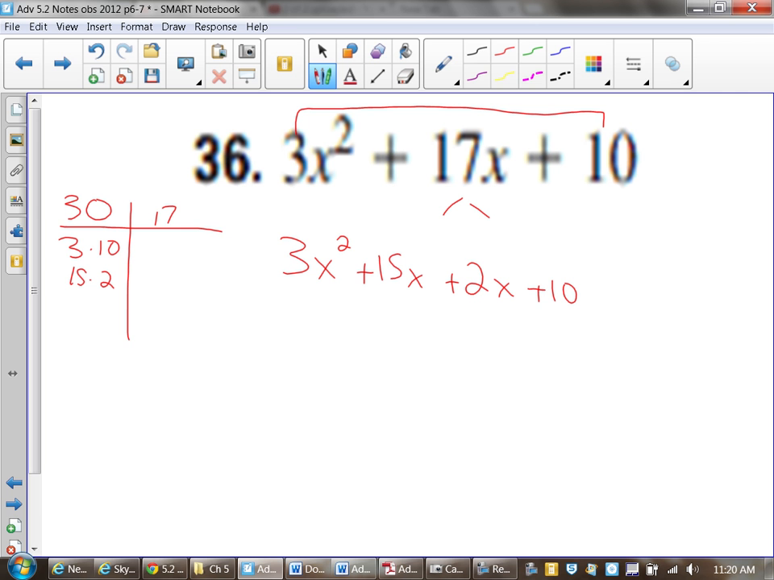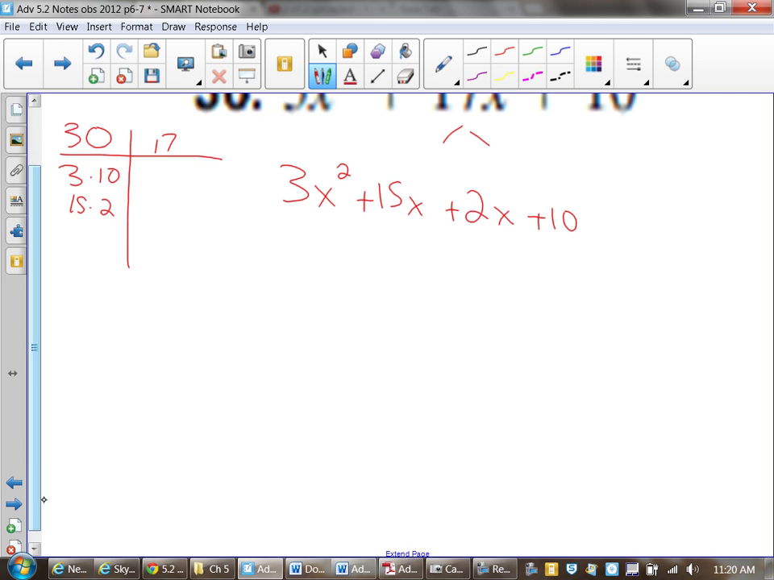So from here, it's just a matter of grouping. Now, what I'm doing here by grouping, I'm going to find the GCF of each of those two terms. Remember, GCF is greatest common factor. So when I look at what goes into both 3x squared and 15x, it's going to be 3x. So I factor out a 3x and I'm left with x plus 5.